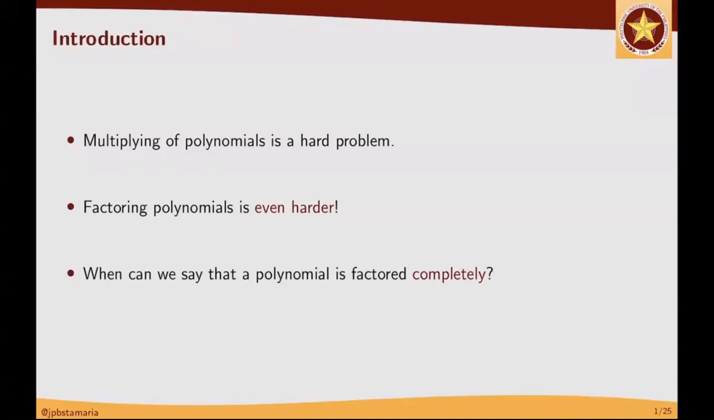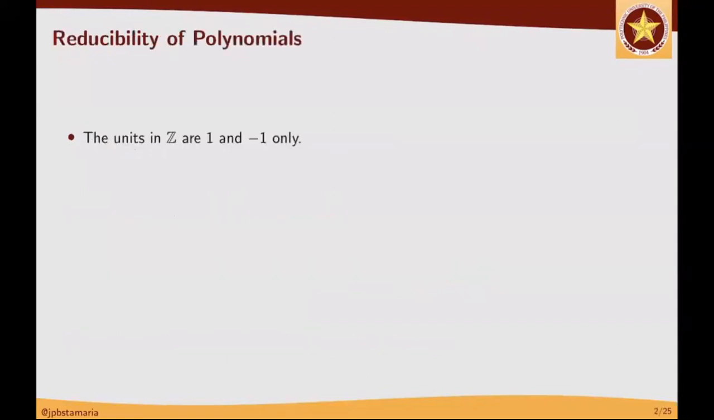Pero ano po masasabi when is a polynomial factored completely? And if a polynomial can't be factored, parang prime number ito, no? If a polynomial can't be factored, how can we know that in advance? How can we know that it's not factorable? Or parang in the case of prime numbers, if you just look at the number, how would you know that it is a prime? Same. Nga lang dito, ang context natin ay polynomials. Okay?